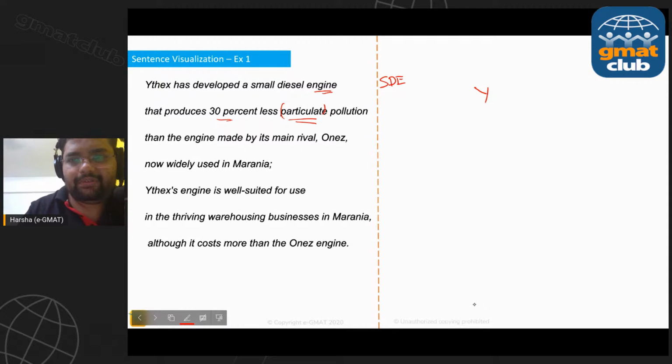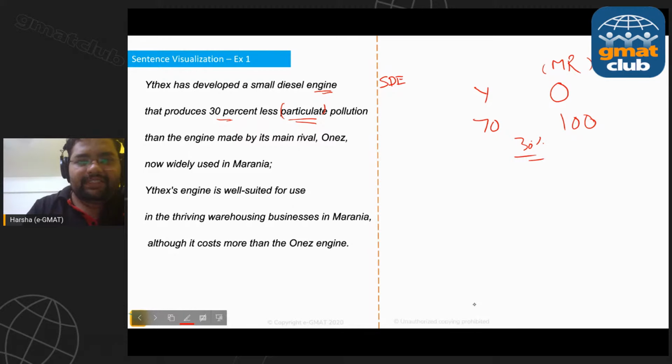So now I know that there is one Vitex and there is Ronce. I know that Ronce is the main rival for Vitex. That's given to me. Great. And I know that the Vitex engine produces 30% less particulate pollution. So if I had to put a number to it, let's say in terms of pollution units, I don't know if such a unit exists, but let's say if 100 units of pollution is caused by Ronce's engine, then this should be 70, 30% less. So far so good. Let's continue this. Than the engine made by its main rival Ronce, which is great.